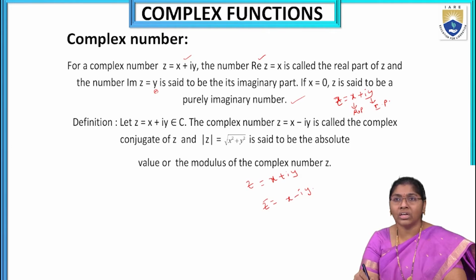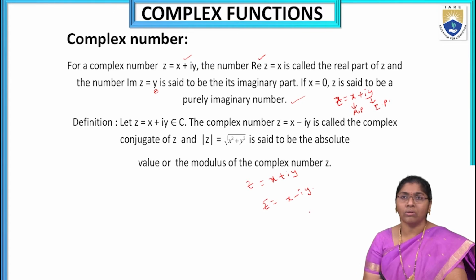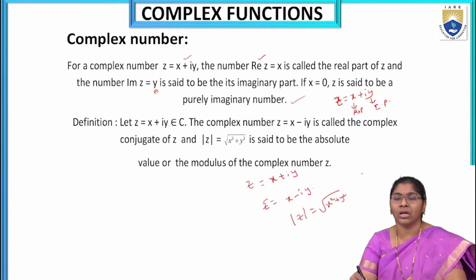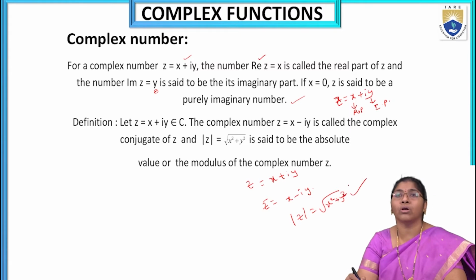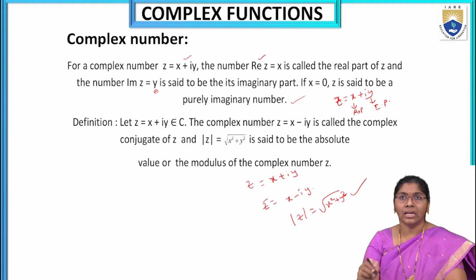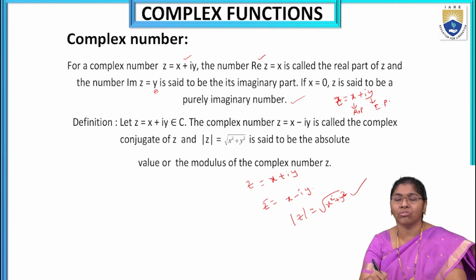And mod z equal to square root of x square plus y square is said to be the absolute value, the modulus of the complex number z. Here z is the complex number, z equal to x plus iy, where x is a real number and y is a real number. The modulus of the complex number z is the absolute value, square root of x square plus y square.